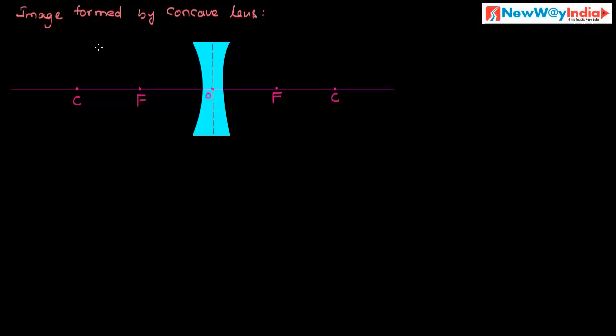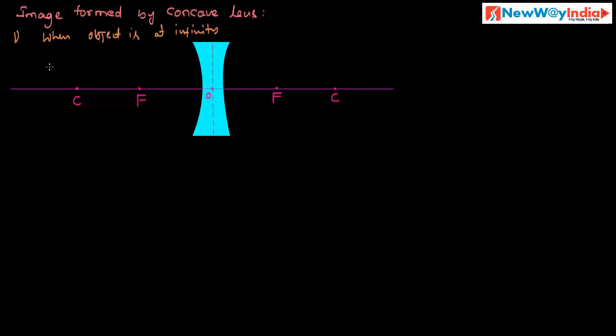Let us discuss the image formed by a concave lens. What are the characteristics of the image formed by a concave lens? In this session we will discuss those things. So, what is the first case here? In the case of a concave lens, when the object is placed at infinity, what is the characteristic of the image?